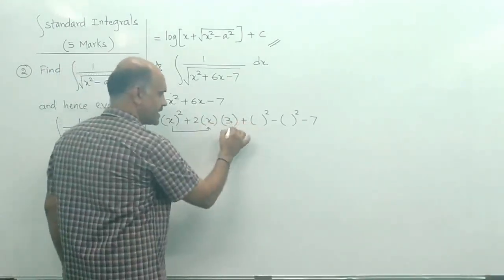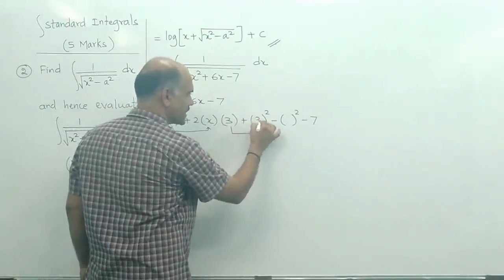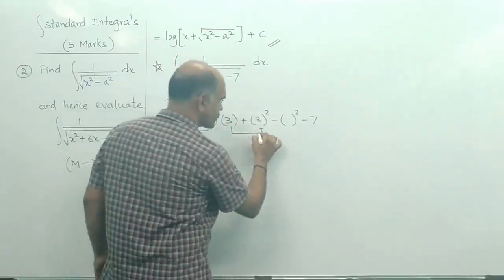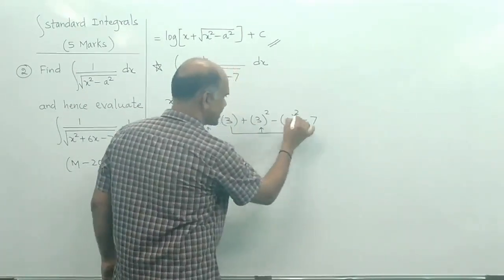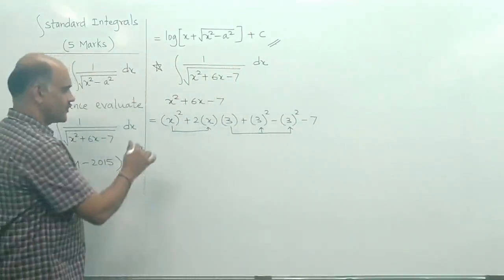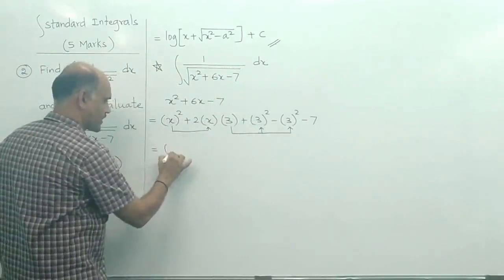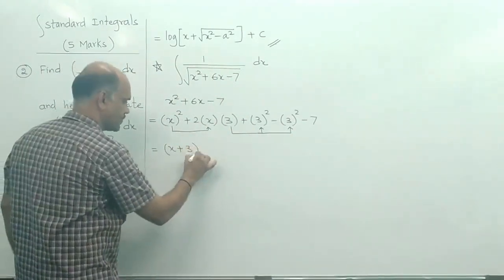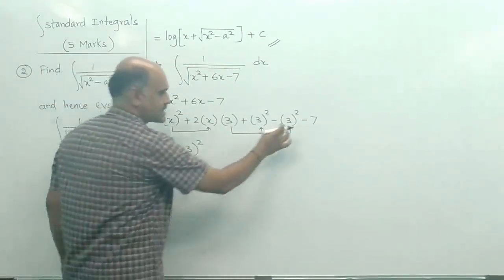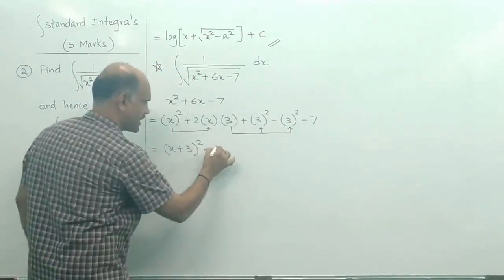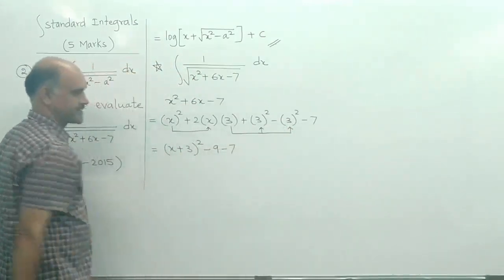So here again this term will come 3. Again here also the same term will come 3. Now if you take the first 3 terms, it is a plus b whole square. So x plus 3 whole square. The last 2 terms, if you take, minus 9 minus 7.